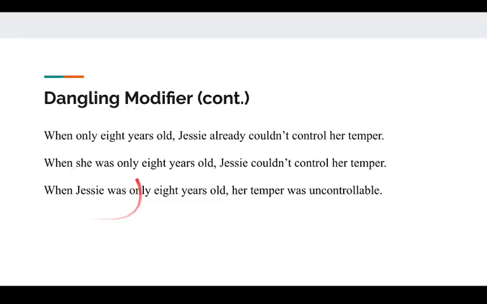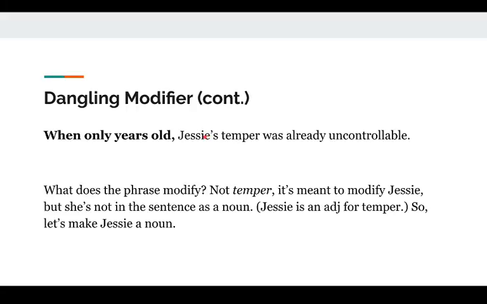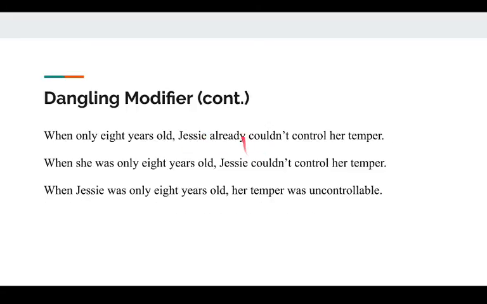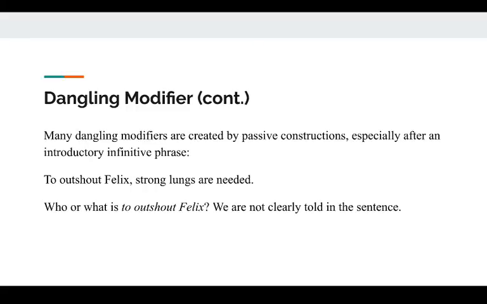So here in all these 3 sentences, Jessie is not possessive, so it's not saying it's Jessie's temper, it's just Jessie as a subject and a noun, and that's why we can use it to be modified, because it's not possessing anything. So next, many dangling modifiers are created by passive constructions, especially after an introductory infinitive phrase.